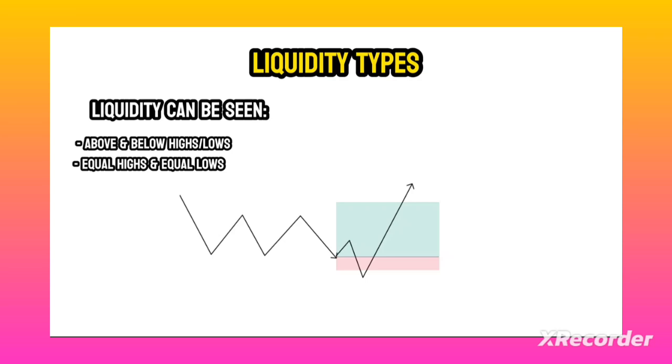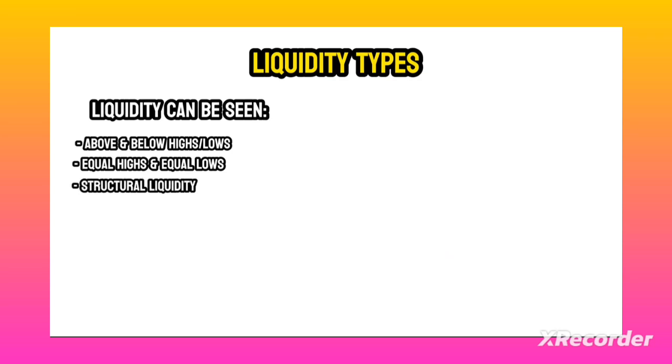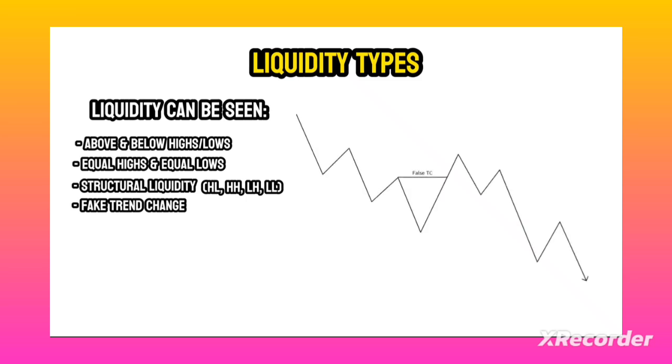The next type of liquidity is the structural liquidity. There can be structural areas on the higher lows, higher highs, lower lows. We will present it in detail very soon. Another type of liquidity is the false or fake trend change. This is met when a market creates a false change of character. As an example, it goes from a downtrend and creates a change of character into an uptrend, but the uptrend does not hold, and the price quickly continues the downtrend.